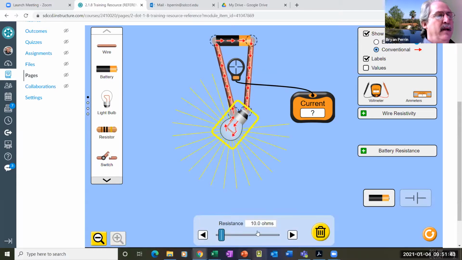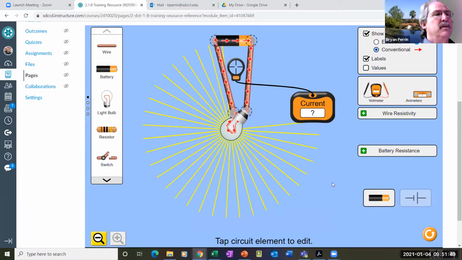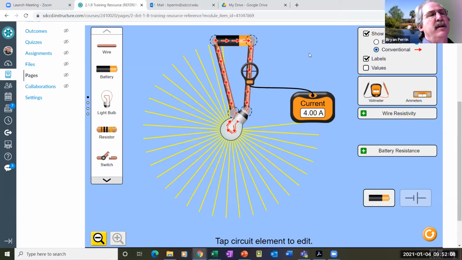And if I look at my light bulb, let's go down to 3 ohms. So 3 ohms. Now, how many amps should I read? If I have 12 volts in a circuit with 3 ohms of resistance, 4 amps. And I can put this on and guess what? We're right.